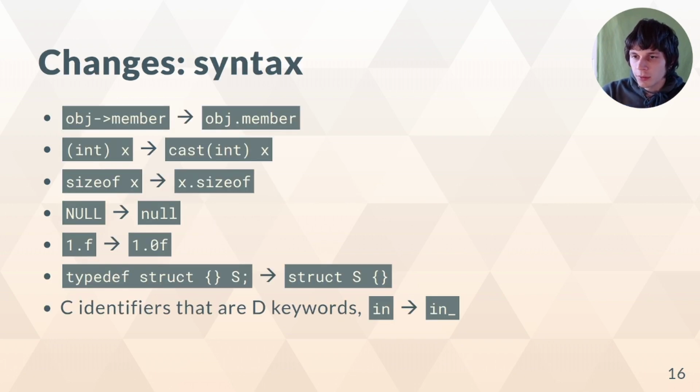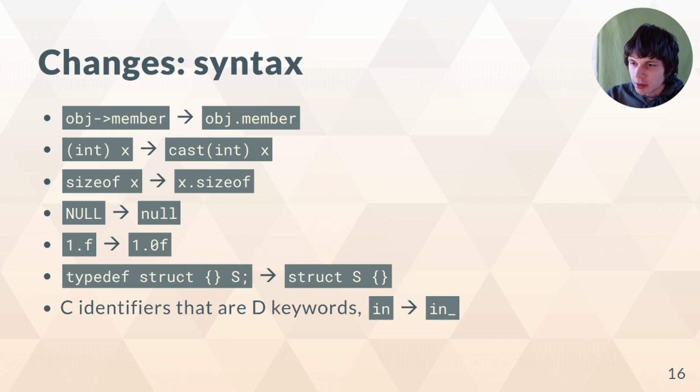Now I want to give you a quick and non-exhaustive list of the changes you're going to make when you're translating C to D. I don't expect you to get all of this in one view, especially if you're not familiar with both languages, but at least I hope it gives an impression of the things that change during translation. So there's a bunch of syntax changes: the arrow operator, the cast operator, the sizeof operator in D is a property, null is not capitalized, and number literals are a bit stricter in D.